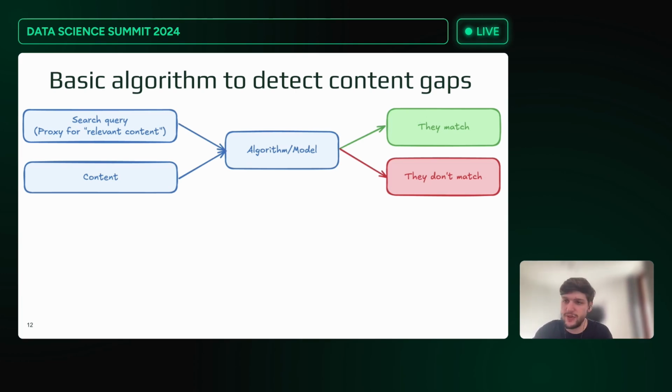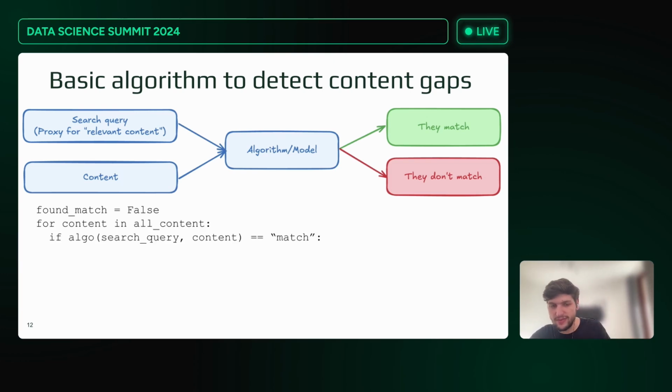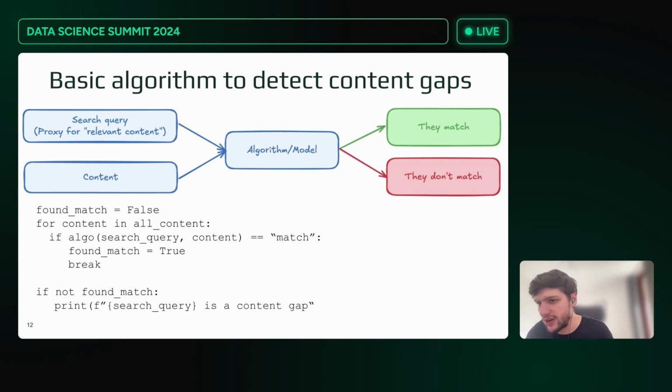Then we can come up with a pseudo code algorithm. I wrote it here more or less in Python syntax. First of all, we don't have a match for a search query. We iterate over all the content. If our algorithm says that the search query and a piece of content match, then we have found a match, found match equals true, and we can end. Once we've looped through all of the content, if we still haven't found a match, then we have a content gap. So we can print that our search query is a content gap, or store it in some database or whatever you'd like to do with it.